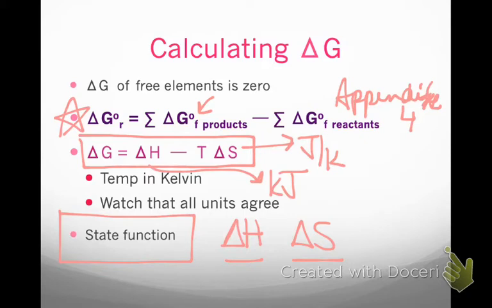So I wanted to just make that clarification. The only time that the delta H minus T delta S would be different is when you have a temperature that's integrated into that equation.